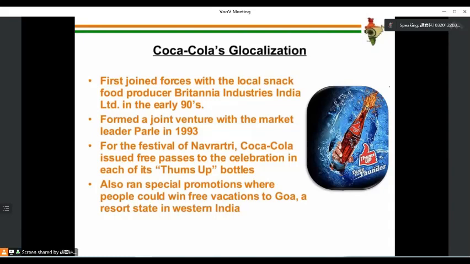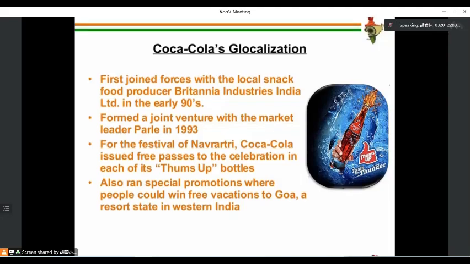And for the festival of Navaratri, Coca-Cola issued free passes up to the celebration of its new soft drink called Thums Up bottle. Okay, this Thums Up bottle is very good marketing for Coca-Cola. And they also ran a special promotion where people could win free vacations. Okay, free vacation. You know, Indians also like holidays. So they know that, so they came out with all those promotions.